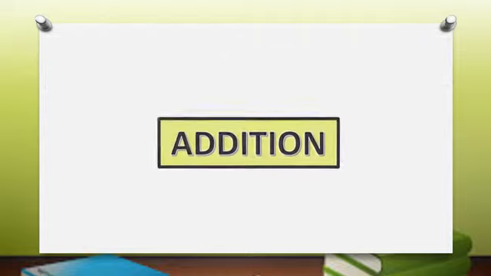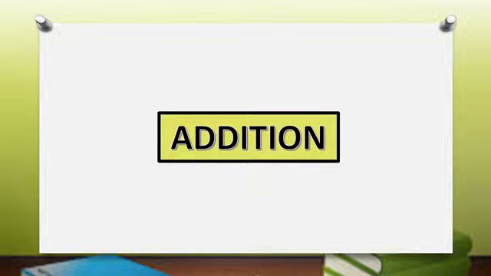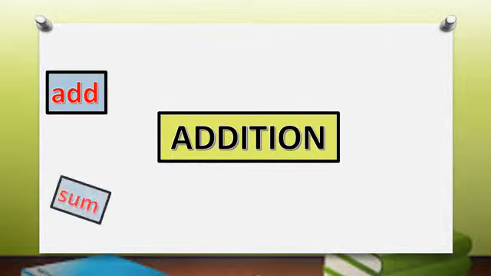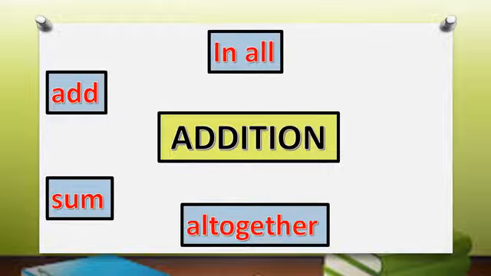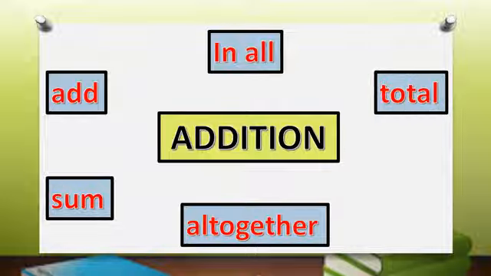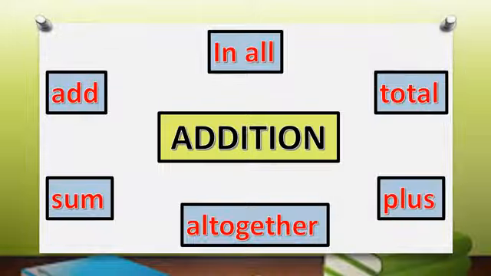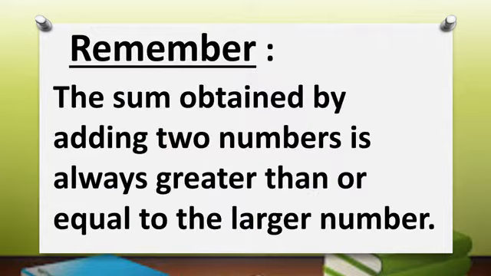Now let's have a look at a few keywords that let us know that we have to add the given quantities. Add, sum, in all, altogether, total, plus. These are the words which help us to know that we have to add the given quantities. We must always remember that the sum obtained by adding two numbers is always greater than or equal to the larger number.